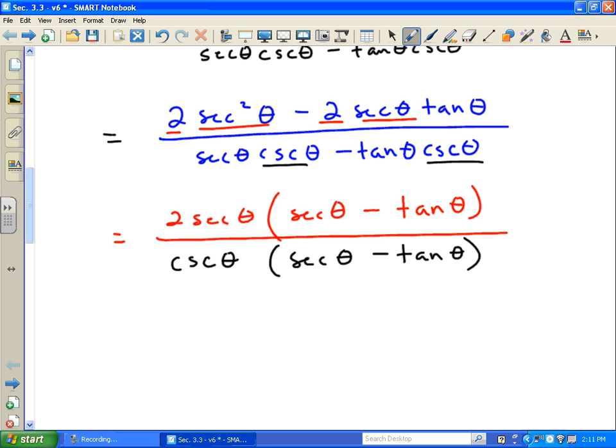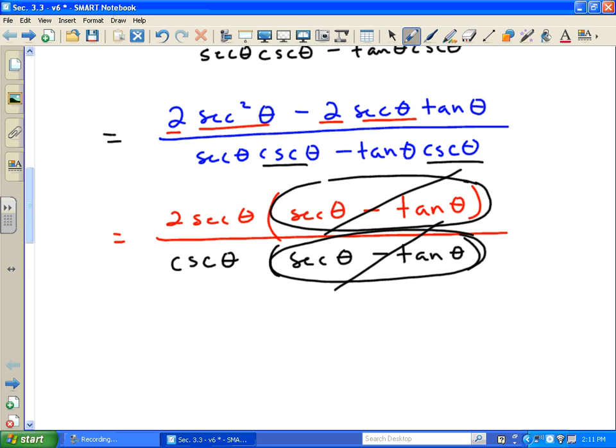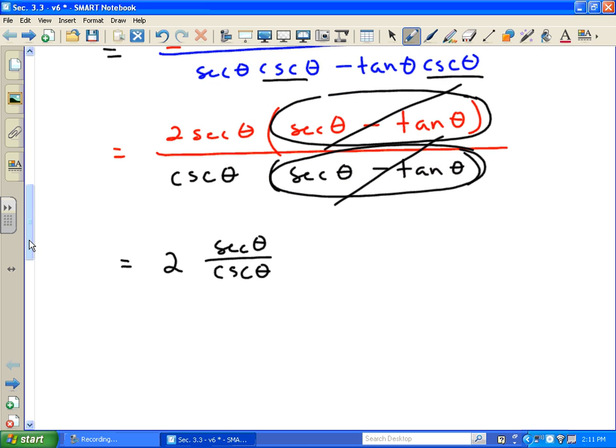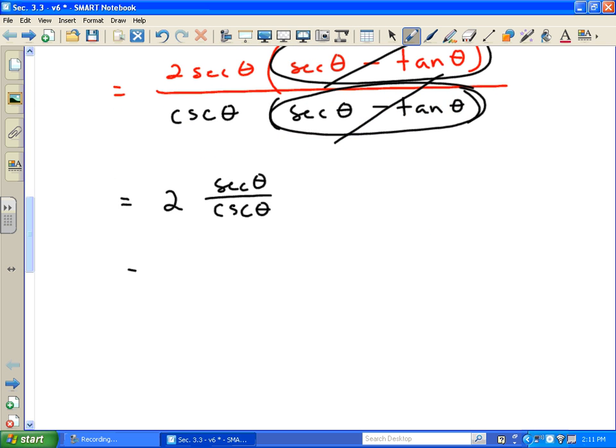Now, what's happened is I've ended up with two factors in the top and the bottom that are equal. I have a secant minus tangent of theta, and a secant minus tangent of theta that can cancel out in the numerator and denominator. That leaves me with 2 secant of theta over cosecant of theta. Now, from this point, I'm going to rewrite my secant and my cosecant functions in terms of sine and cosine. Secant is 1 over cosine of theta. Cosecant is 1 over sine of theta.